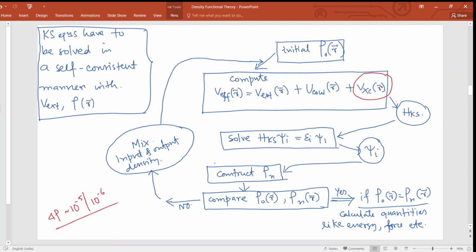So this is an iterative process, and it can go on for several hundred steps and hours until you reach this. Once you reach it, then you know that you have correctly predicted the ground state electron density, and from there you can calculate other ground state properties of the system. Okay, so is it clear?